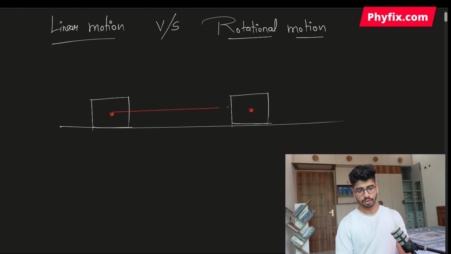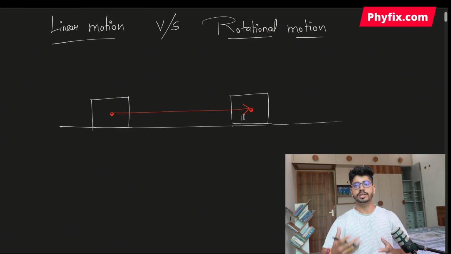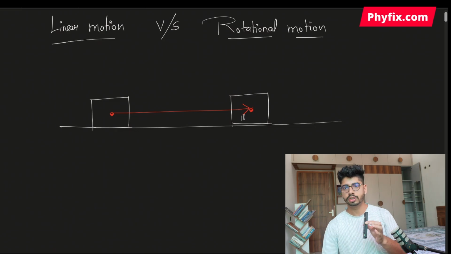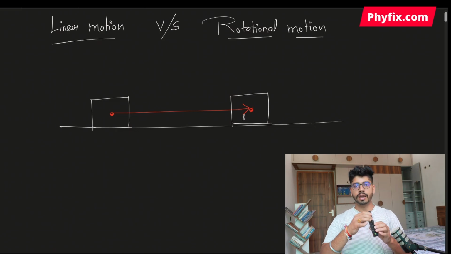In this one, none of the particles have any kind of rotation. You can think of it like this: this remote control has moved from this position to this position. Eventually, it hasn't rotated. Any kind of rotation doesn't happen.